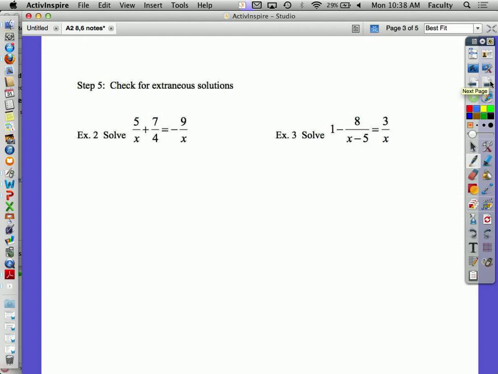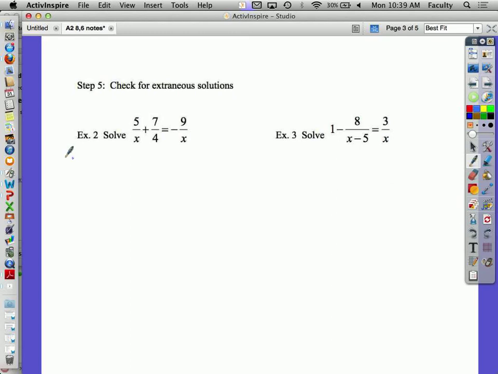And someone asked me in the other class period, they said, well, what if we don't like this LCD method? Can you take, like in example 2, the left side, add them first and make it a proportion? One fraction equals one fraction? Yes, you can. But you have to get it down to one fraction. So that is certainly an option.